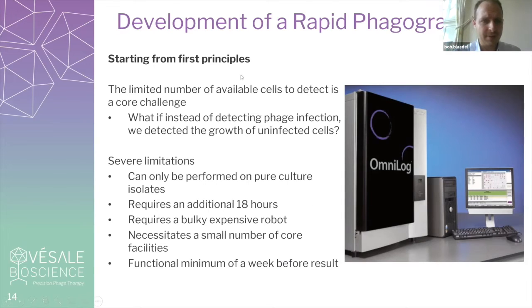We figured that this would be a trap, where it could only be performed on pure culture clinical isolates, because any contaminating bacteria in there would be a resistant bacteria that we'd infer the absence of susceptibility to. It requires an additional 18 hours, and every hour really counts for many patients. It'd require a bulky and expensive robot, which would functionally necessitate a small number of core facilities, which would mean that when a patient sample is taken, it'd need to be turned into a pure culture clinical isolate in their local lab. That isolate would then need to be shipped to us.